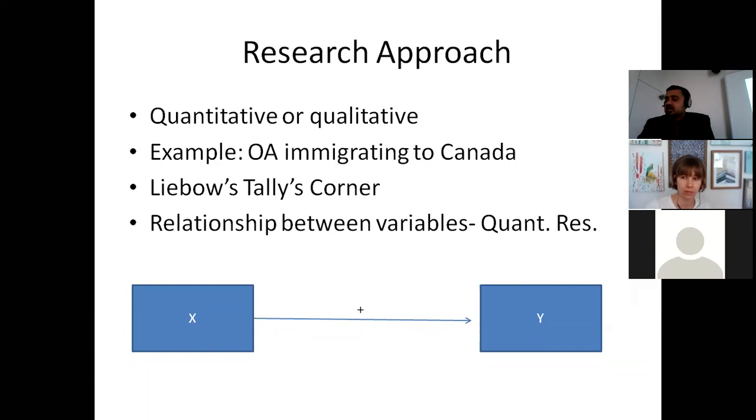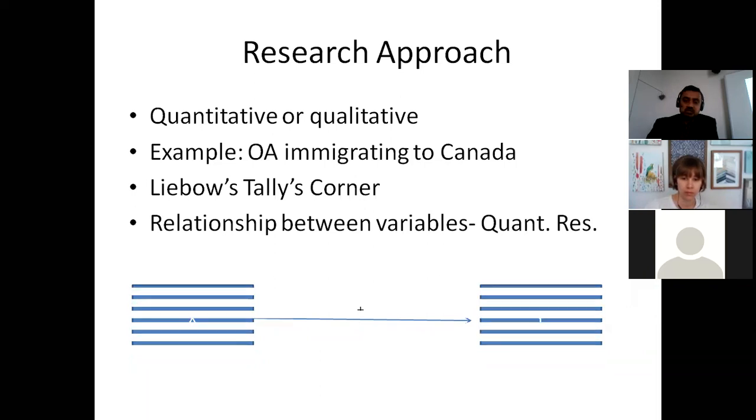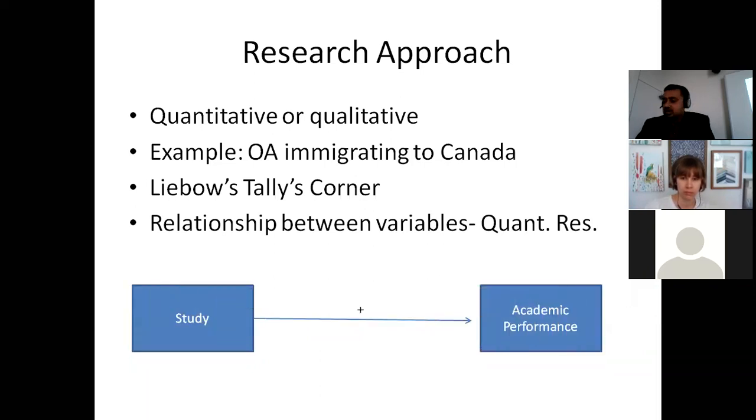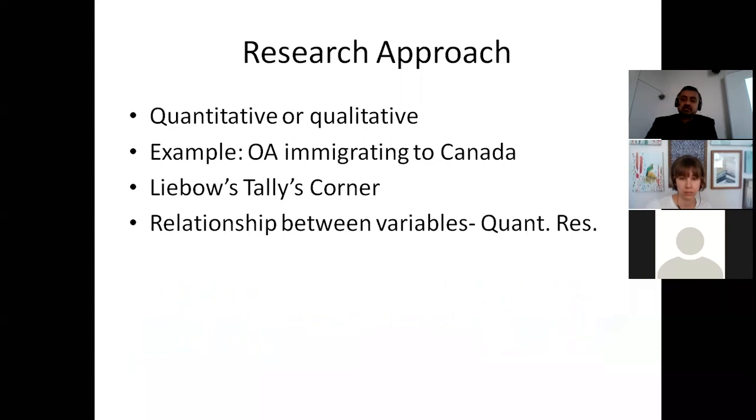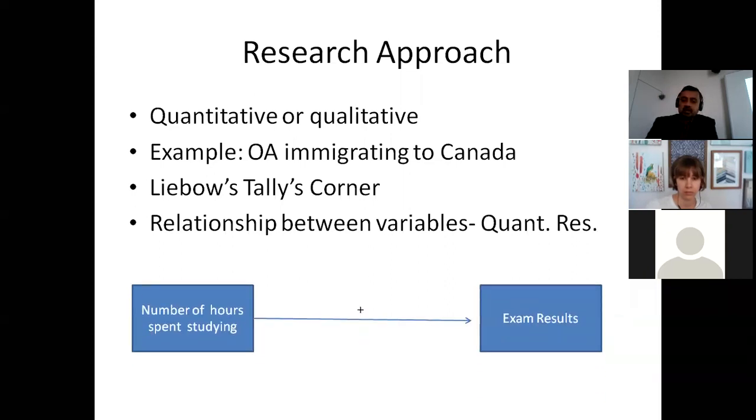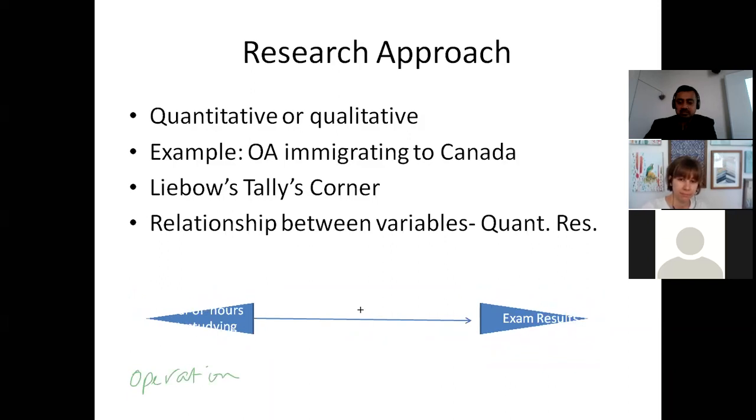When you start to talk about relationship between variables, X going up related with Y going up, that's a relationship for X versus Y, and so on. The more you study, the better academic performance is, and so on. Again, these kinds of things are more of a quantitative research example. Obviously, if you start to operationalize, which is an important word, you measure the hours and you have exam results.